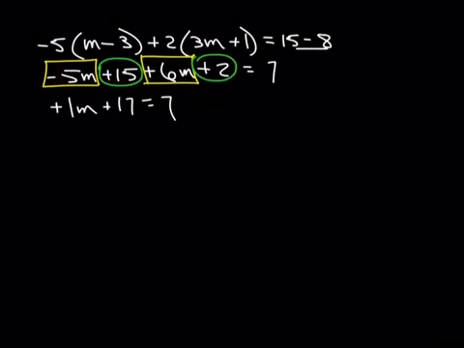Alright, again I'm trying to isolate or get the m by itself, so I'm going to do the opposite to both sides to get rid of those. And I have m equals negative 10.